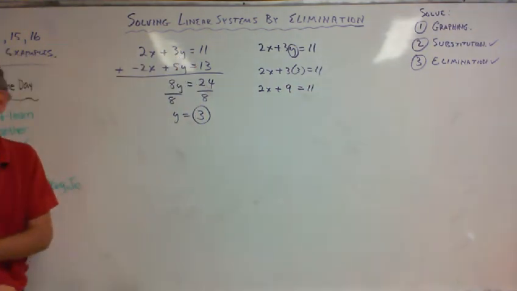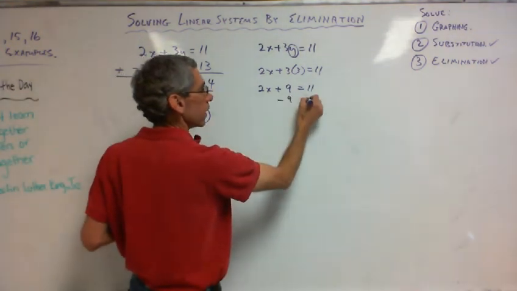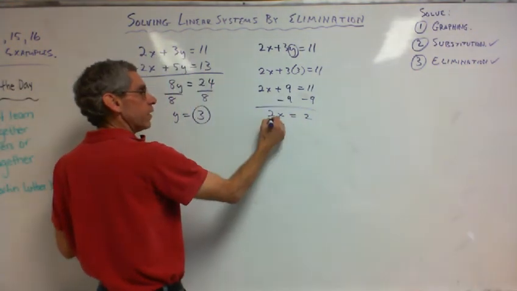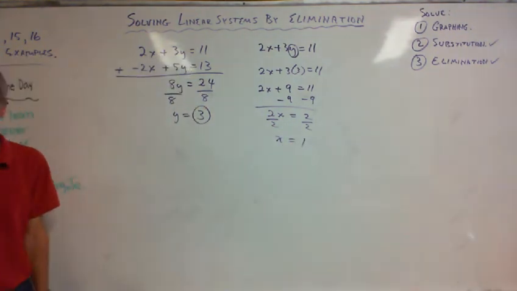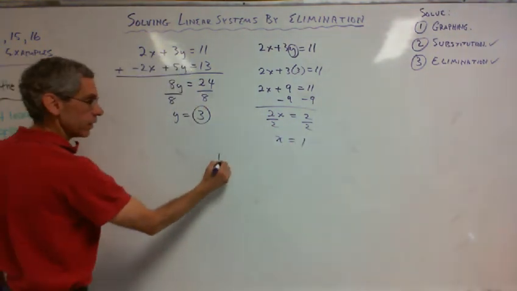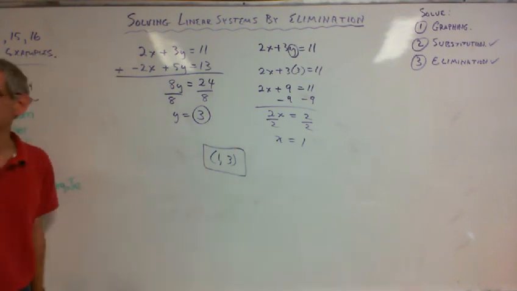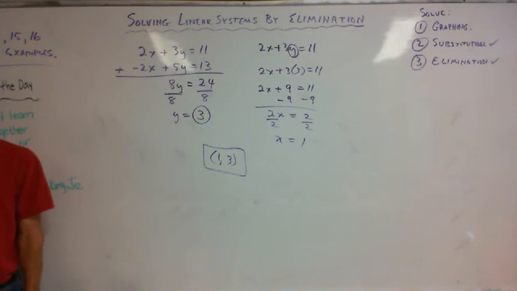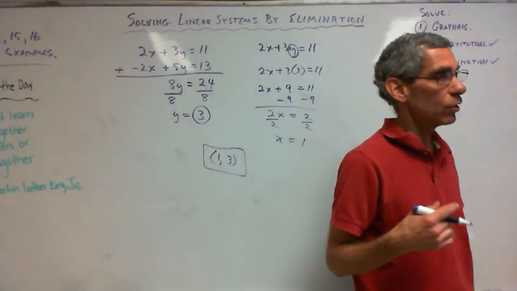Oh, this is pretty easy. What do I do now? Minus 9, minus 9. Oh my gosh, look at this. 2x is equal to 2. Divide by 2, x is equal to 1. And our answer is (1, 3). And we did something that, if you used substitution, would have taken you 10 minutes. But using elimination took you 30 seconds.